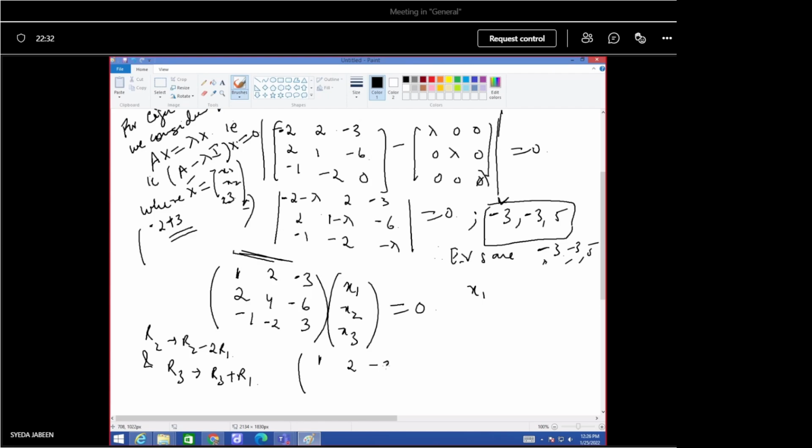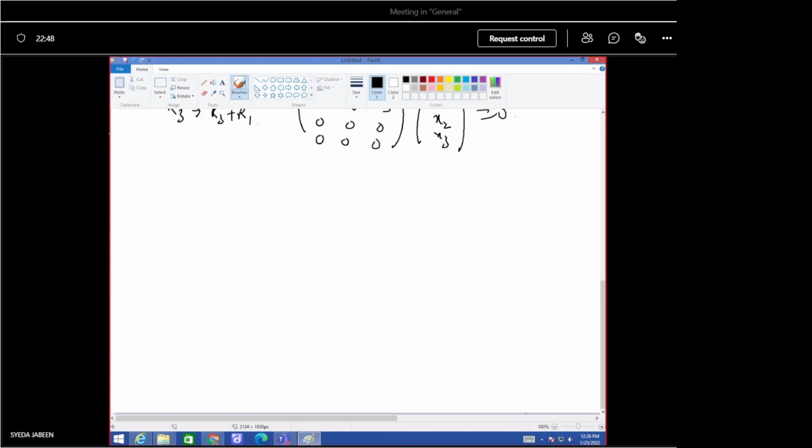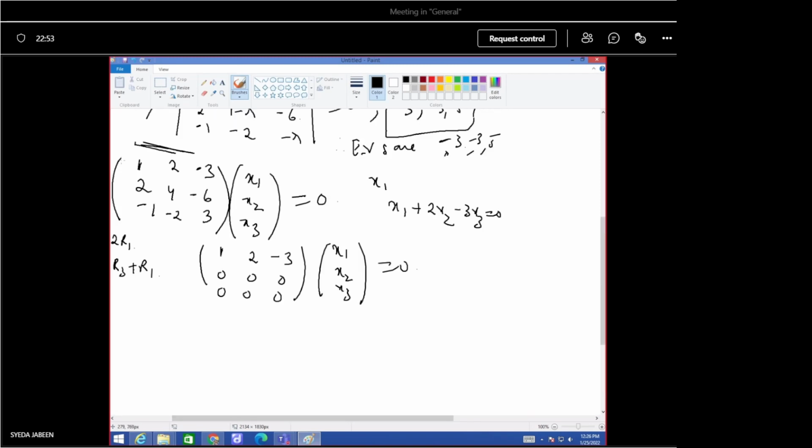Yes, ma'am. x1 x2 x3 is equal to 0. Now from here what equation will we get? You can get the equation x1 plus 2x2 minus 3x3 is equal to 0. Okay, now we can solve this. Because see, there is only one equation. The number of unknowns is 3. So from here itself we can guess that we can get an infinite number of solutions, since the rank of this is less.